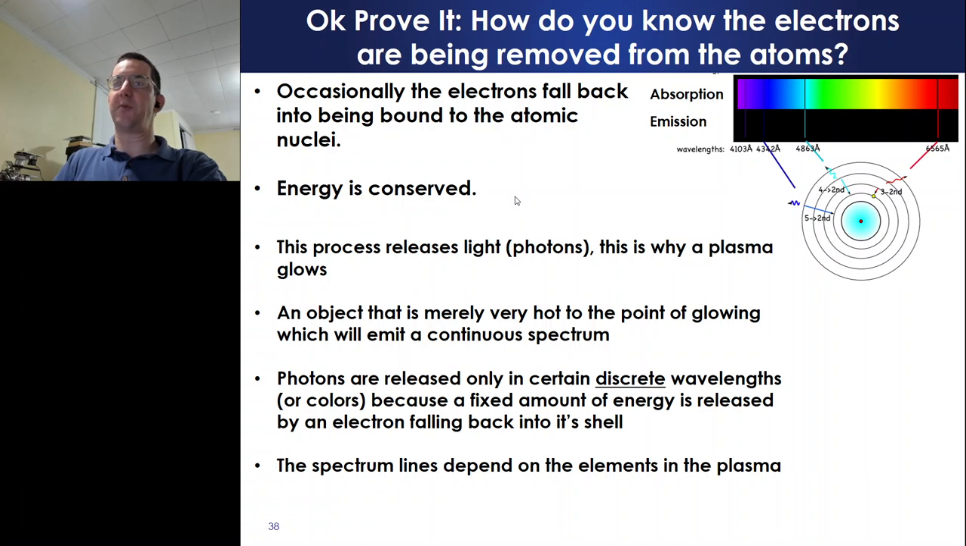However, if we consider an object that is merely very hot to the point of glowing, we will notice that it emits a continuous spectrum of wavelengths. Since the electrons are falling back into energy levels of known energy, this releases a discrete wavelength, or a different color of light, as the energy of a photon is related to its wavelength. Therefore, the spectral lines that we observe from a plasma are dependent on the element which is being ionized. We will now observe this for nitrogen as well as neon.